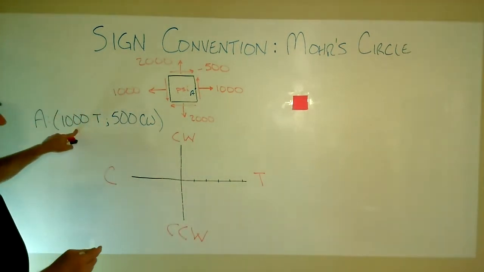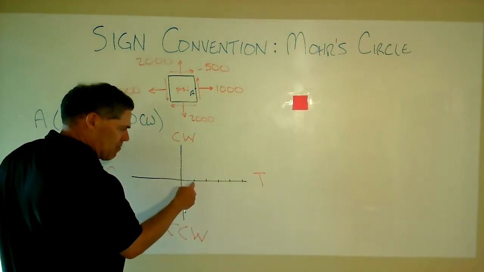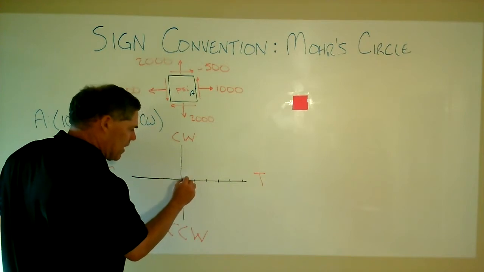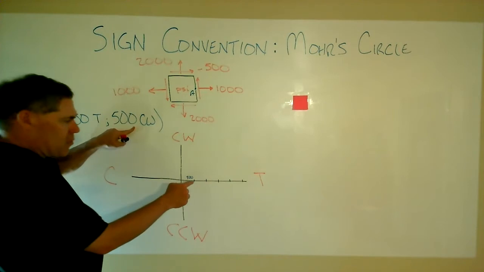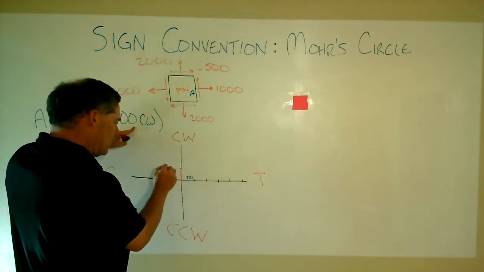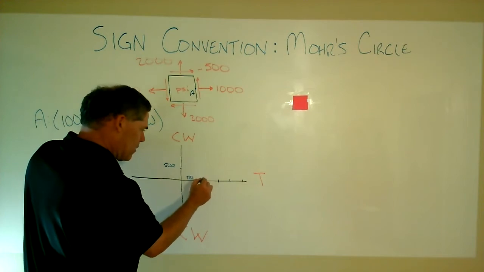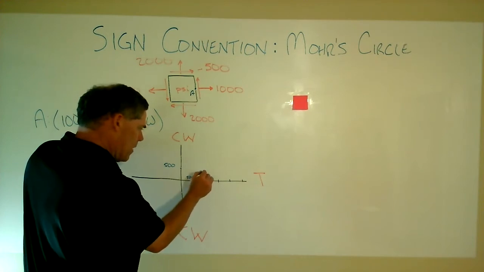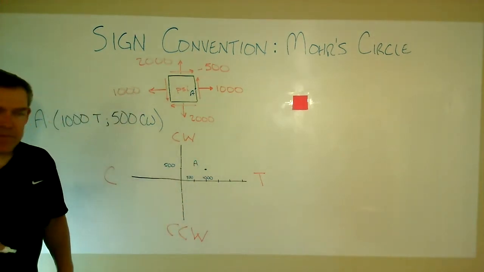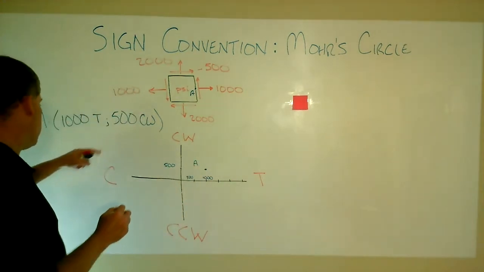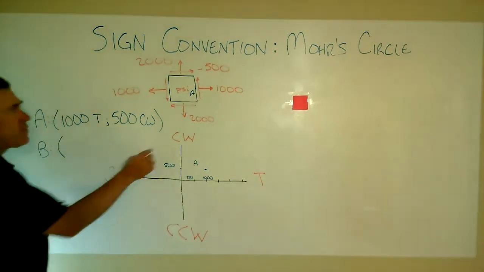So for point A, we go out to 1,000. I'm going to make each one of these little tiny hash marks 500, and then I'll go up 1 hash mark, so another one there would be 500, and there's our 1,000. And I'll plot that point. That's point A.